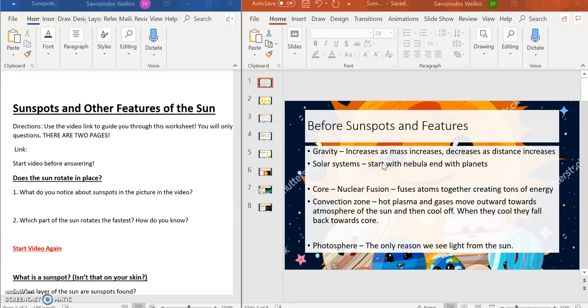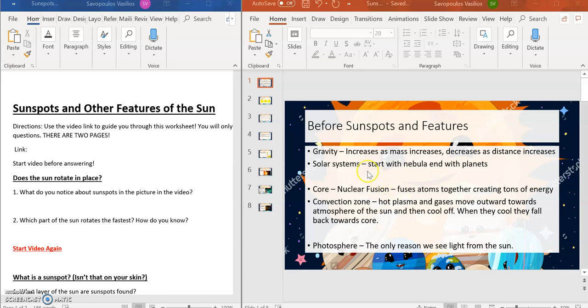So gravity is the first thing we're going to talk about before we start with this worksheet. We're not even worried about the worksheet yet. We're just worried about what's on the screen for the PowerPoint. I just want to make sure that you understand that gravity increases as mass increases. So the bigger a planet or the bigger a sun, the more gravity it's going to have. And gravity also decreases as distance increases. So if I was to take the Earth and move it further away from the sun, there would be less gravitational pull between those two things because it was moved further away.